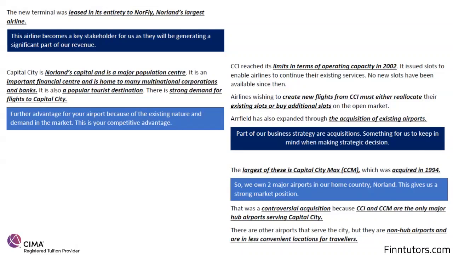So people were against it because you have now become a dominant player in the market. There are other airports that serve the city, but they are non-hub airports and are in less convenient locations for travelers. So your location is good, your market position is good, it's strong, it's dominant, good for you, but there can be criticism of this. So be ready to deal with it.